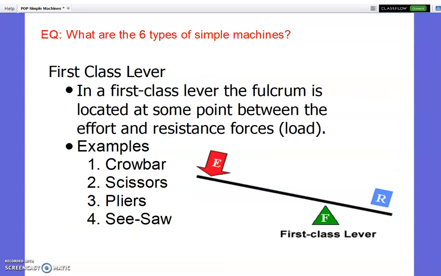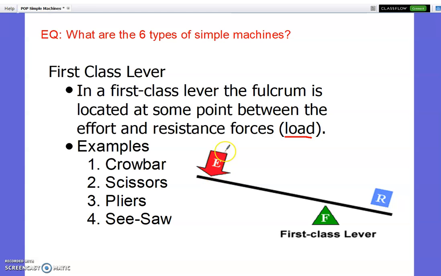Now, in a first class lever, the first type that we have, the fulcrum is located at the middle. It is located some point between the effort and the resistance. So the effort is where you are going to apply the force. And the resistance, that's called the load sometimes. That is the object that we are lifting.